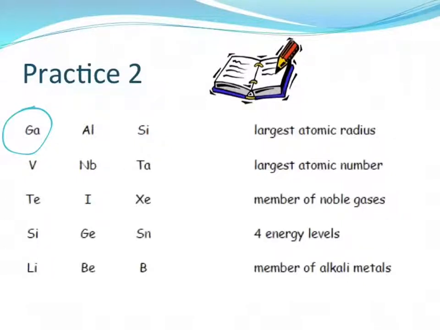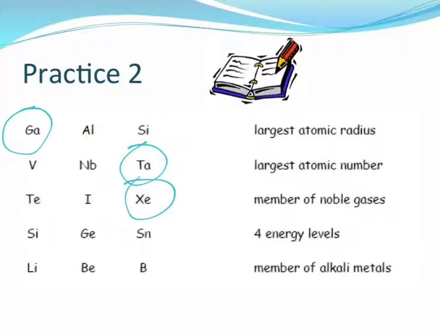Largest atomic number, 23, 41, 73. Sarah, choose somebody. Vanadium, niobium, and Ta. Largest atomic number. Number 23. They're right underneath each other. Oh, Ta. All right. Member of the noble gases. Te or Xe. Allie, choose somebody. Xe. We got that one easy.